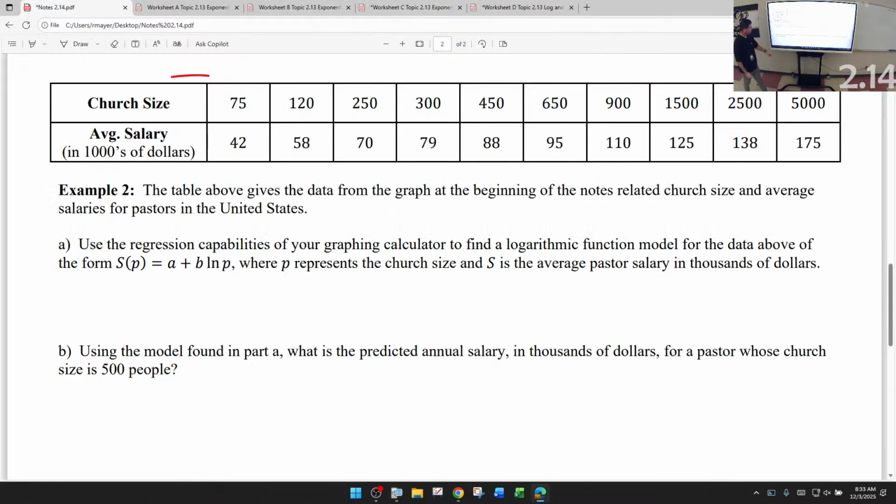Use the regression capabilities to write the equation. Now, they don't want A equals, they don't want B equals, they want S of P equals. Now put A plus, now put B, and then put natural log P. Some of you on the test switch things and you start doing X's and Y's. Don't do that. Just do what they ask you to do. They won't count it wrong, but just don't do that.